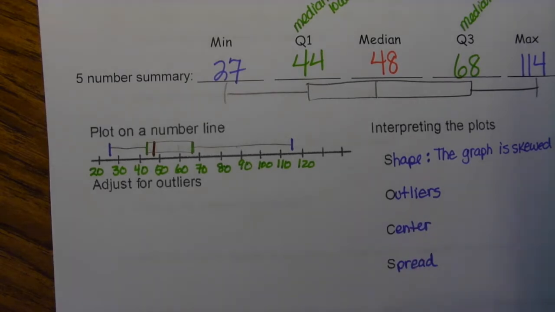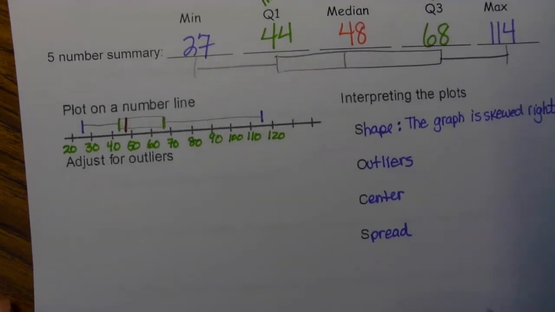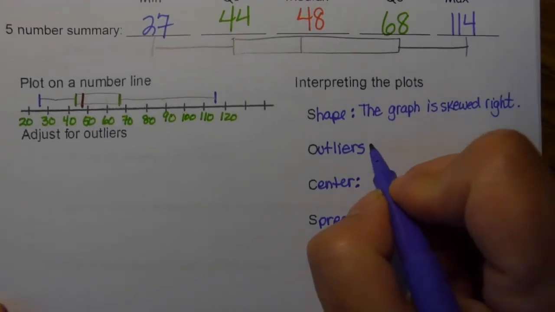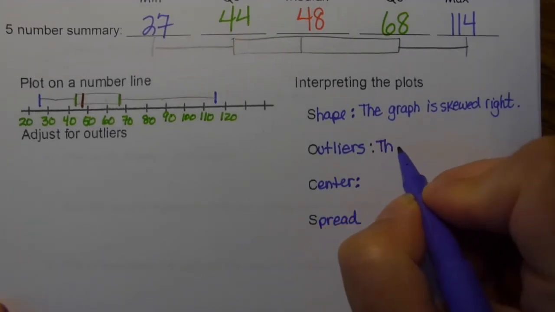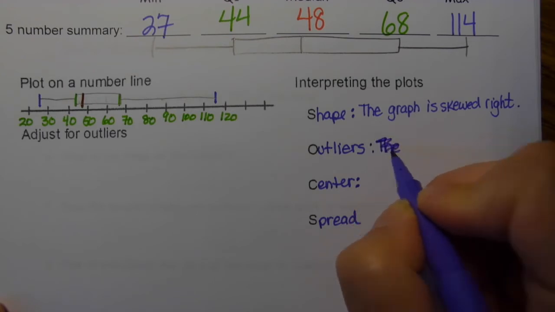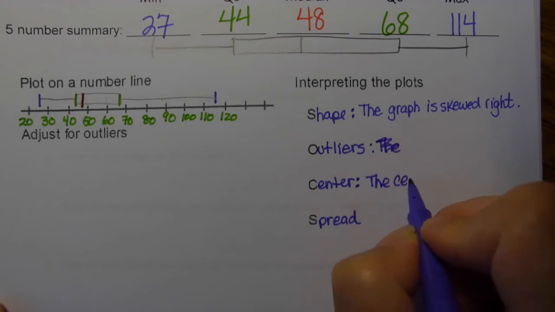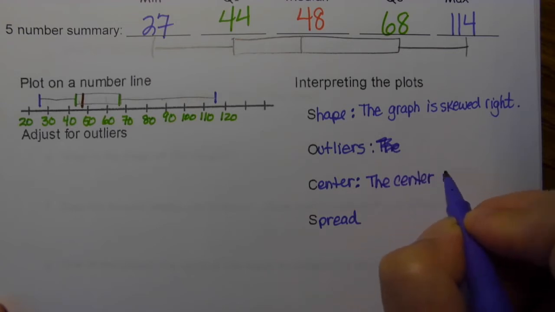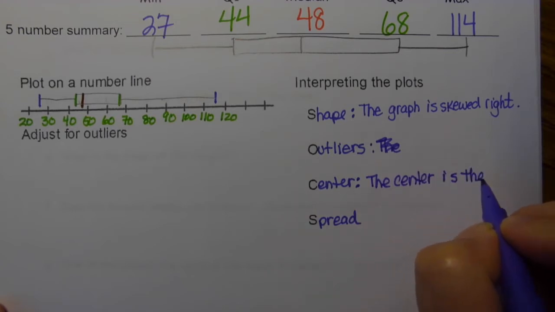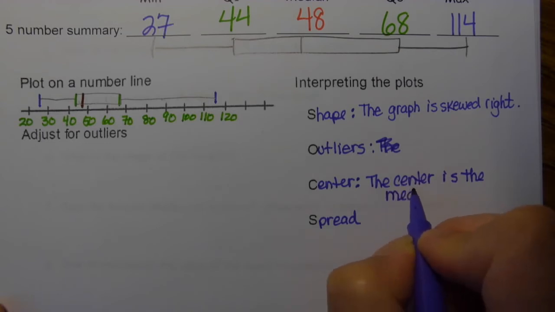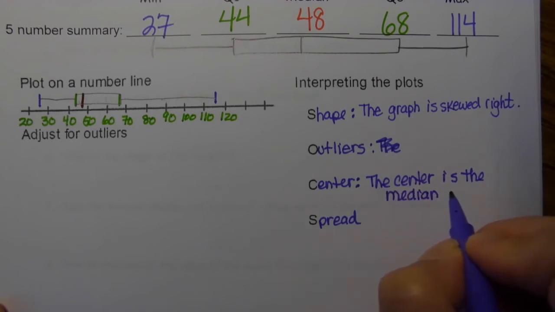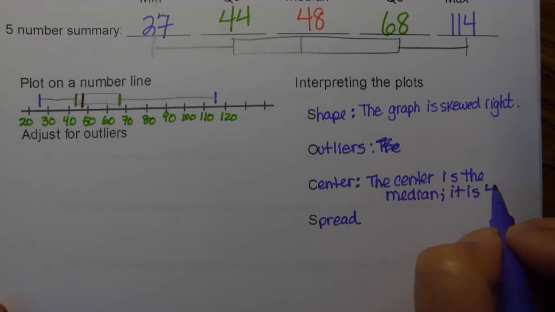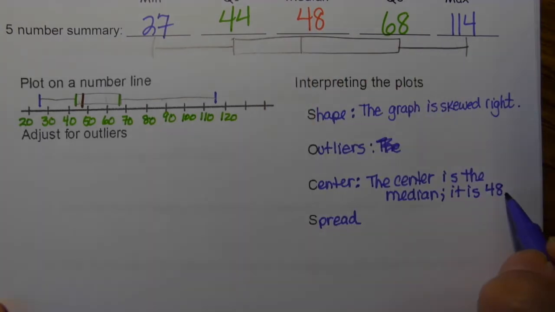Outliers, I'm going to talk about in a second. You're not sure about those yet. The center, in this case, are we using the mean or the median? Median. So we say the center is the median. It is, what is it, 48? Yeah, because we can match it from up there.